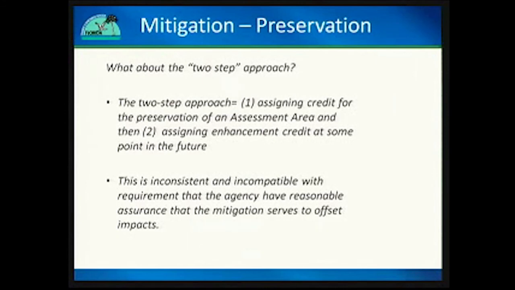Two-step. Assigning credit for preservation of an assessment area first, and then assigning an enhancement credit at some point in the future. So what we're saying is please use the one-step approach when you do this.